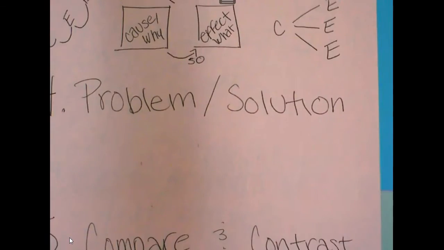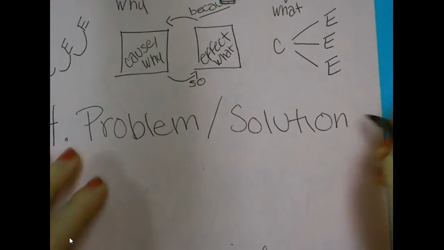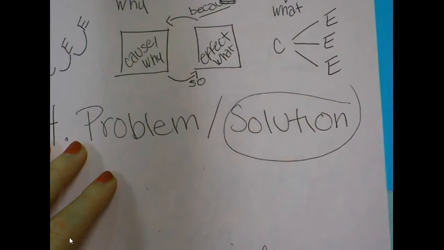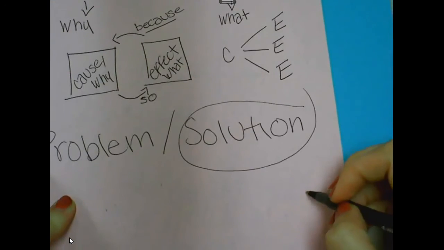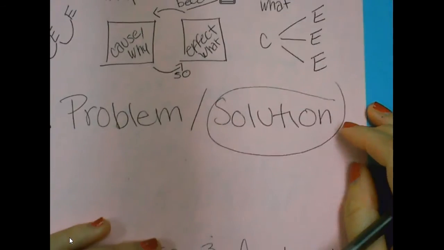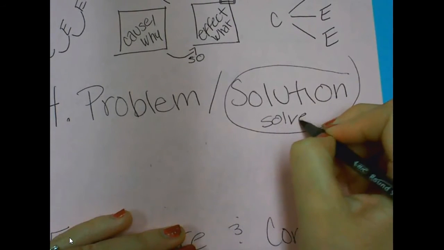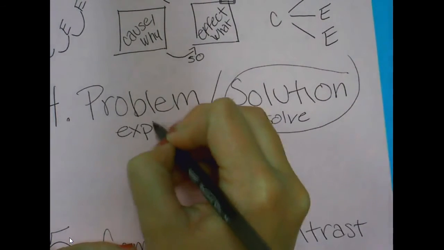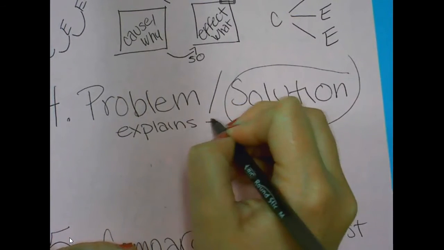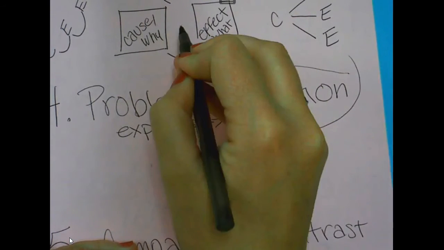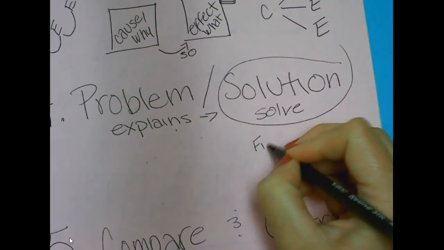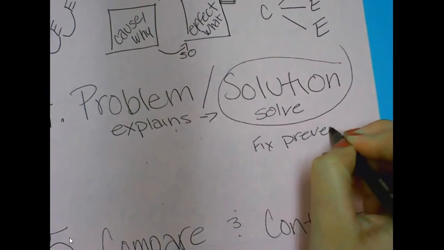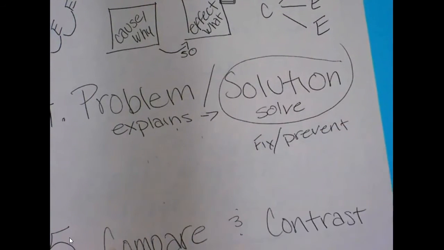Okay? Problem solution and cause and effect are different. It's all about the solution. Cause and effect explains the problem. Problem solution explains how to solve the problem. Explains, then solves. If it just explains, it's cause and effect. If it offers any fix, any way to prevent, it's going to be problem solution.